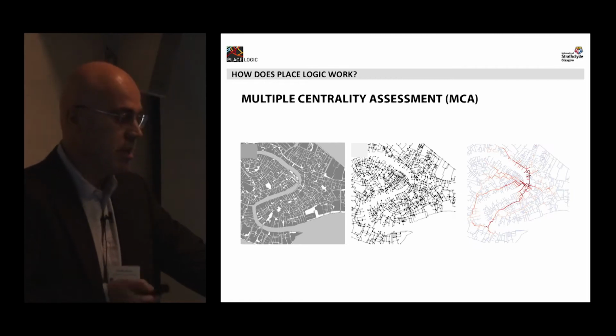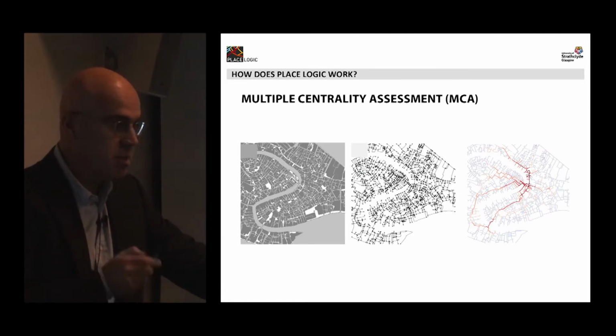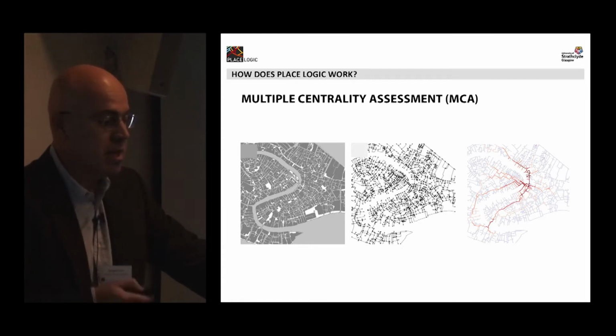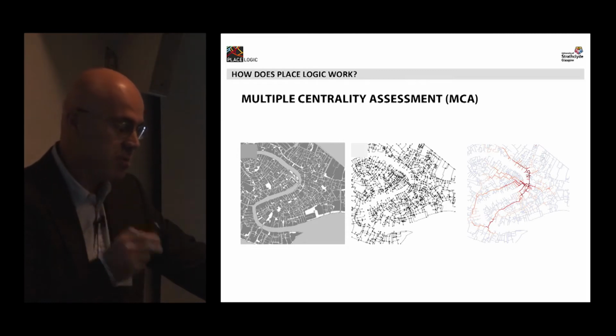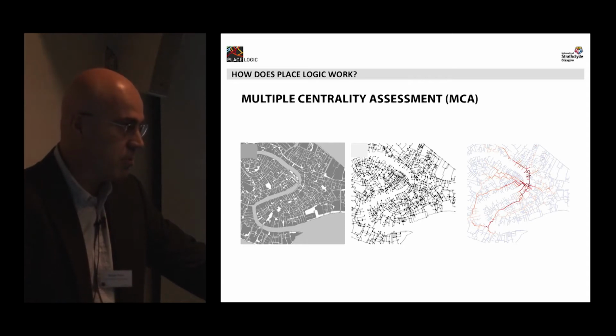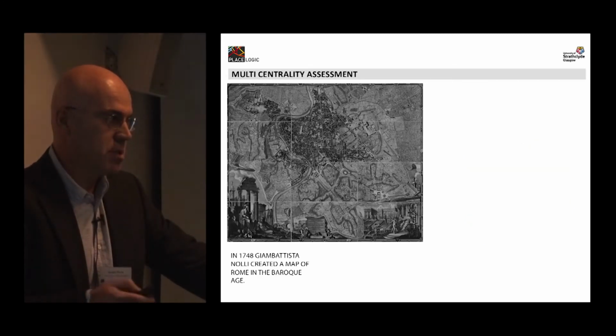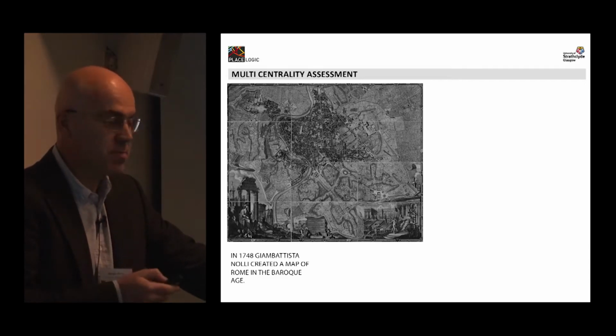What does that mean? This is Venice. On the left-hand side of the screen, you can see Venice in plan, and the network of streets in Venice is the one that you can see on the right-hand side of it. And this is the heat map that we produce out of the network of streets. As easy as that. The second source of information, as I said before, is spaces.